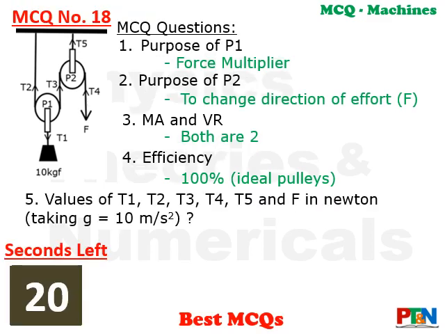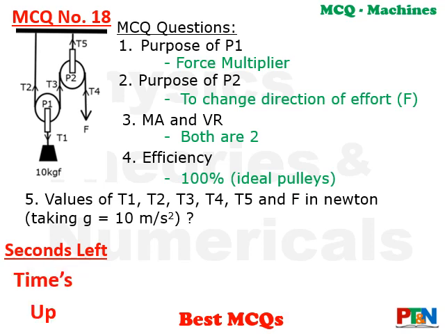Next question, you need to find out the values of T1, T2, T3, T4 and T5. There are 5 tensions shown in the diagram. You need to calculate and find out the values of T1, T2, T3, T4, T5 and also F, that is effort. Your timer for 20 seconds starts now. If you require more time, please pause the video, do your calculation, then come back to the answer. Time's up.